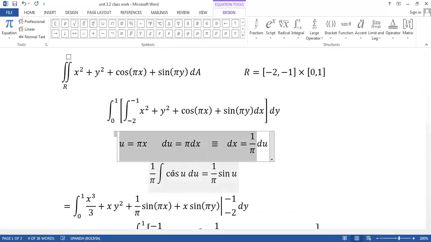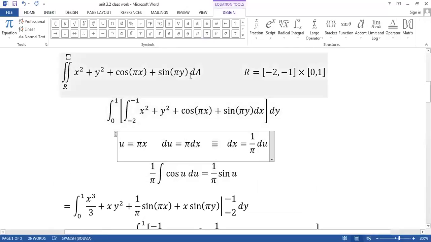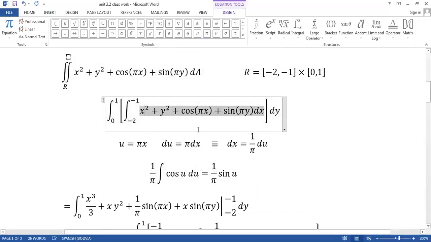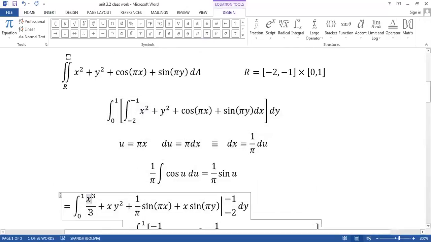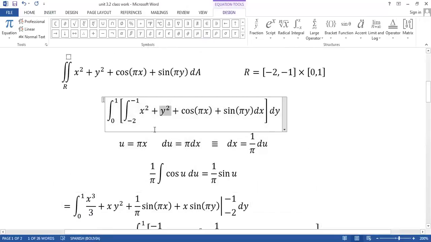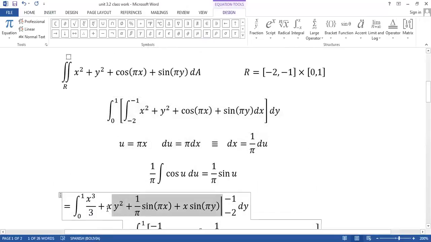Found both the similars, from right here. What we have here is we are evaluating this integral. The x squared was easy to do. The y squared was also easy to do. Remember, we're integrating with respect to x.